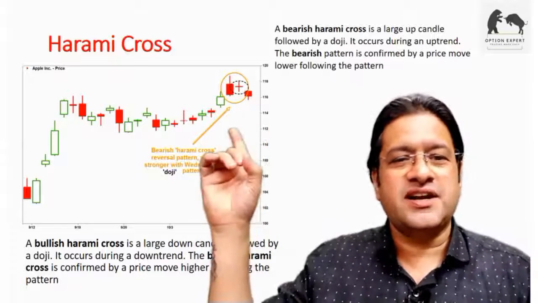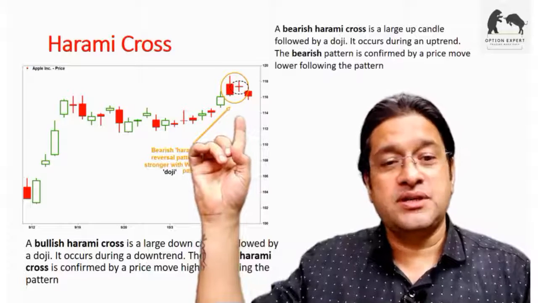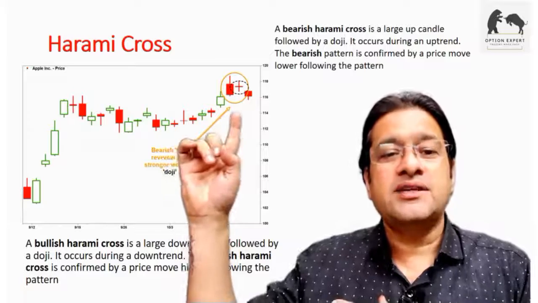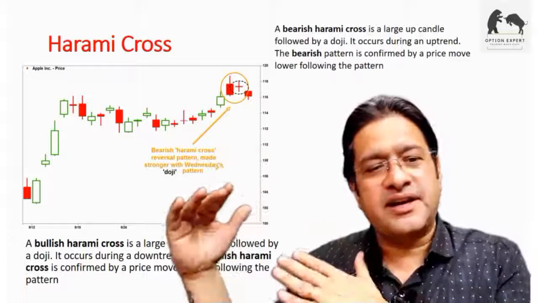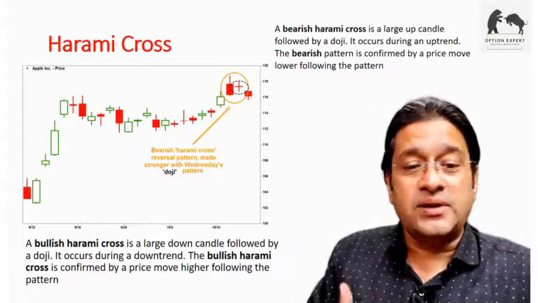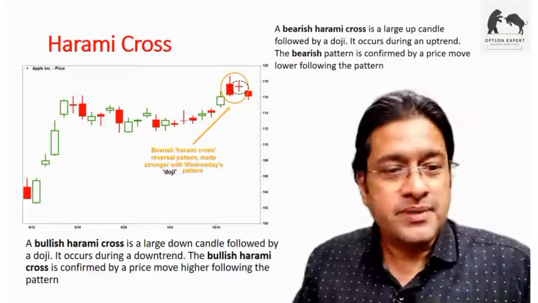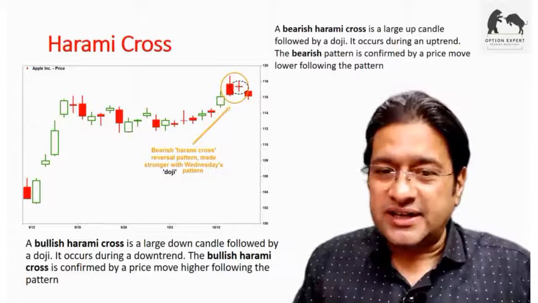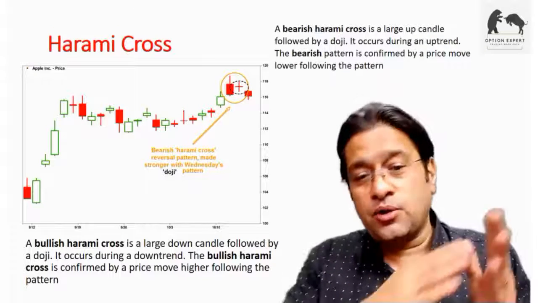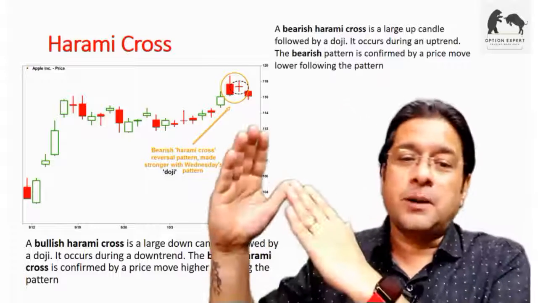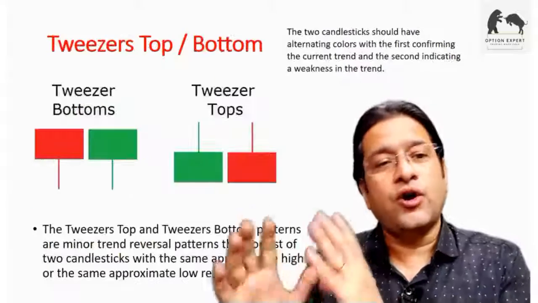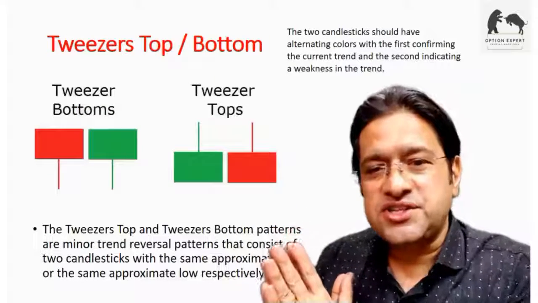As you can see in the example, this is a clear example of a doji. The market had an uptrend, sideways movement, and then there is now a trend reversal. A bullish Harami cross is a large down candle followed by a doji, and it occurs during a downtrend. So where it happens, at what point it is happening, is most important. When you find a downtrend or an uptrend and then you find these kinds of patterns, you can know the follow-up will be a trend reversal, a change in the trend.